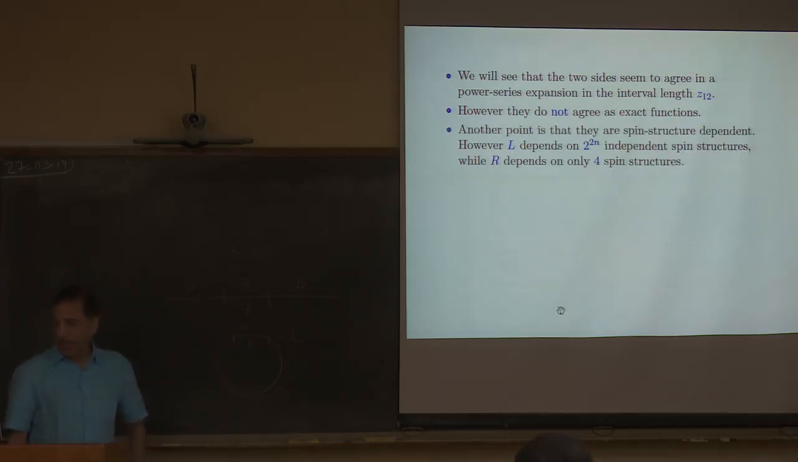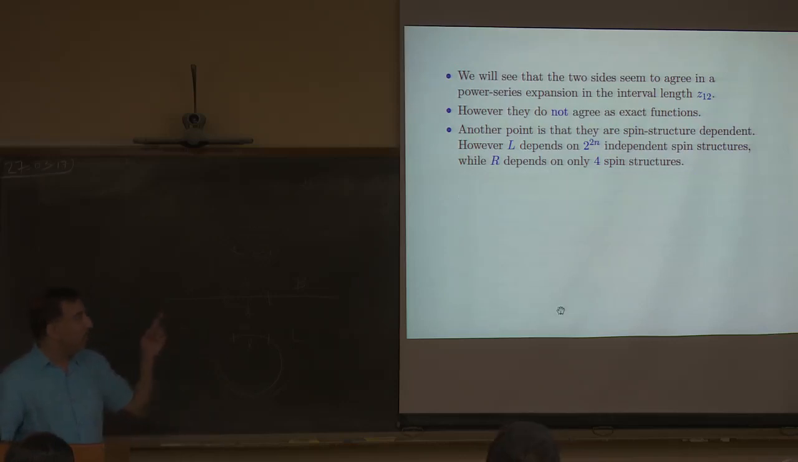Okay, now there's another subtlety, which is that both L and R are spin structure dependent, so you might ask what it means to compare them, given that the L side computed in higher genus has 2 to the 2n possible spin structures corresponding to that number of handles, but R is computed in genus-1 where there are only 4 spin structures: (0,0), (0,1/2), (1/2,0) and (1/2,1/2), or plus-plus, plus-minus, minus-plus, minus-minus, like that. So how do you even start to compare them?